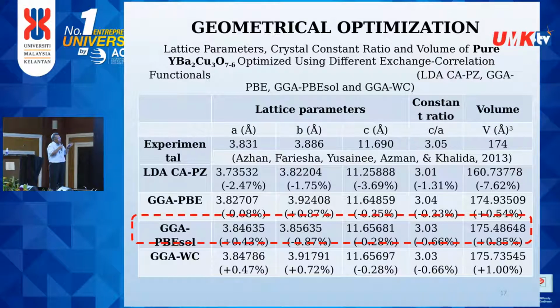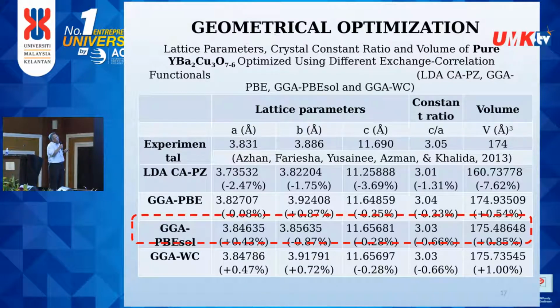So for pure YBCO, we can see that GGA PBEsol is quite close. The closest is GGA PBE, but if we want to compare with the doped sample, we use GGA PBEsol, because the doped sample result is close to the GGA PBEsol results, right? So we can see the difference in terms of A, B, C is less than 1%, right?